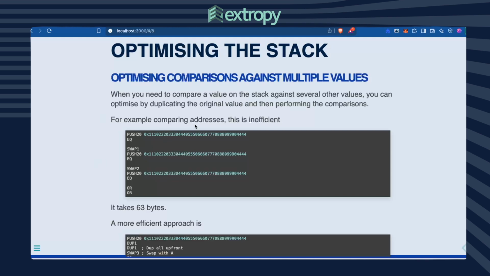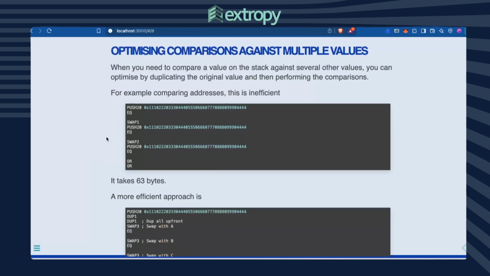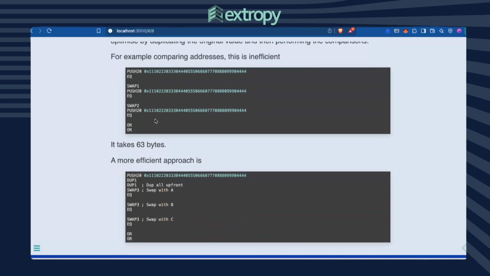These are some ideas of how you can optimize some of that. This first example is about comparing addresses to something. So you're pushing, and push 20 should be familiar to you now. You're pushing an address, and then you're testing whether that's equal, and then doing it again and again.